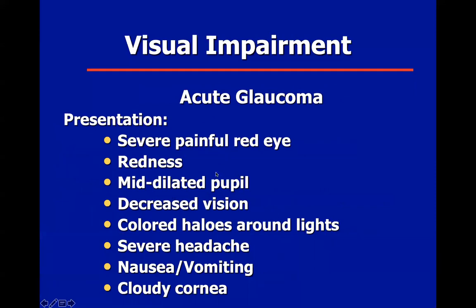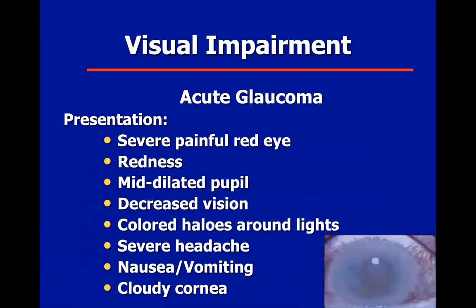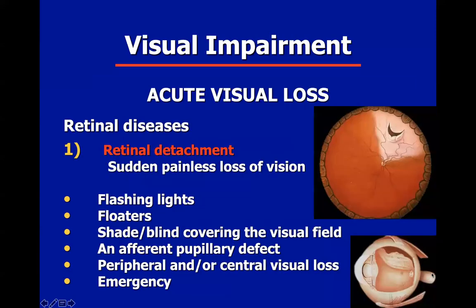Severe painful red eye, redness, mid-dilated pupil, decreased vision, colored halos around the lights, severe headache, nausea, vomiting, and a cloudy cornea, as you see very nicely here. The cornea is very clouded. It is not clear, and you can see the pupil here is not nice and small. It's actually mid-dilated, and look at all this redness. That is really unfortunate.